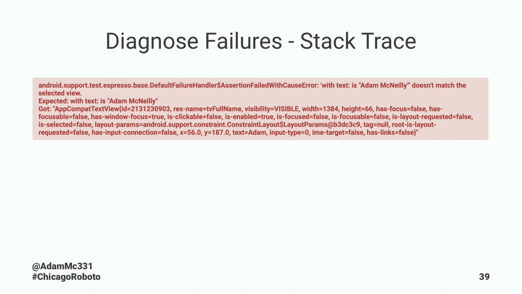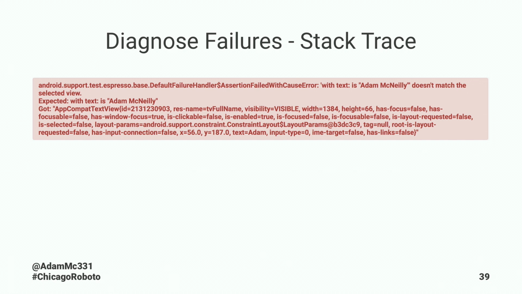So if we look at the top line, blah, blah, blah, assertion failed with cause error, with text is Adam McNeilly, doesn't match the expected view. It says expected with text is Adam McNeilly. So in the first two lines, I have no idea what the problem is. And then it tells me about the app.compat text view that it found. And I could read you every single property here, but what you might not realize is not until the very last line in the center that I find, oh, the text is just Adam.